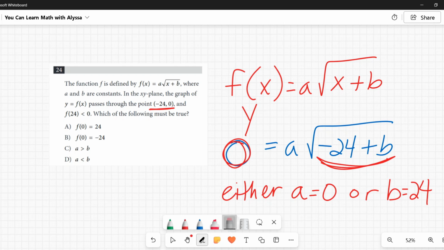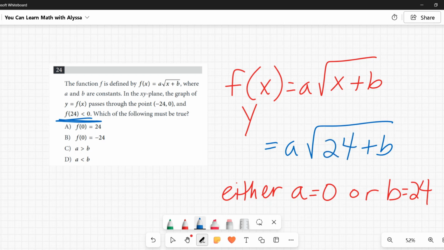Okay, now what is our next fact that we are given? We are given that f of 24 is less than 0. All right, so let's plug in 24 for x, and it says that it is less than 0, so it's a negative number of some sort. Now let's test out our two possibilities. We know one of these is true. Either a is 0 or b is 24.